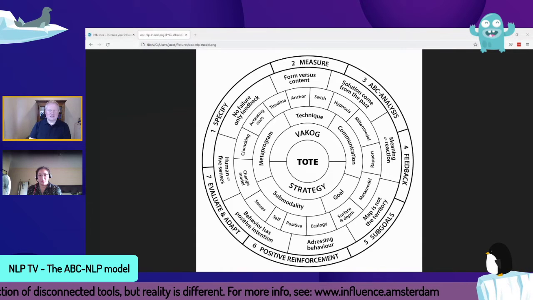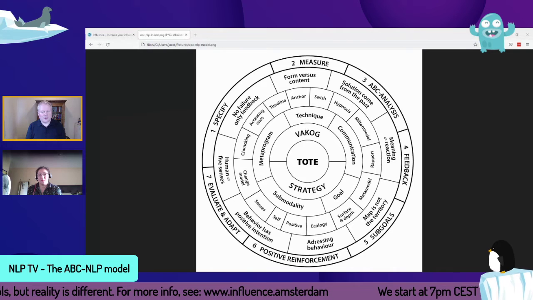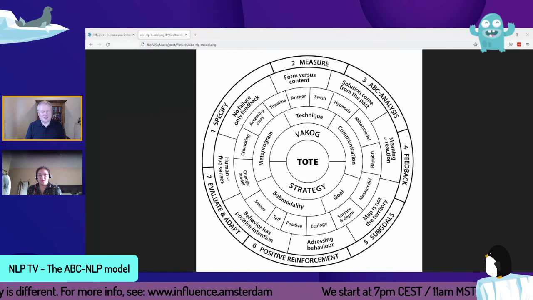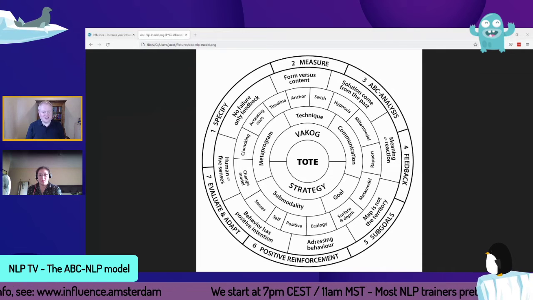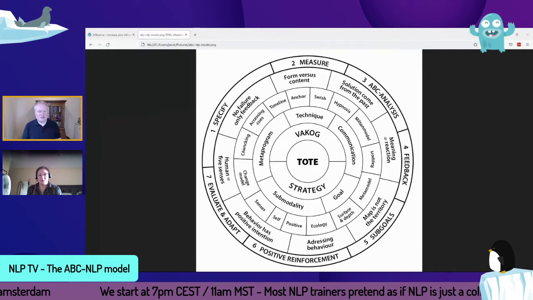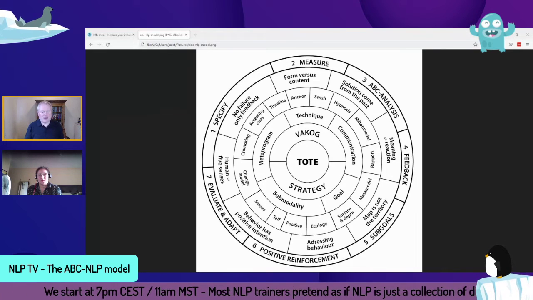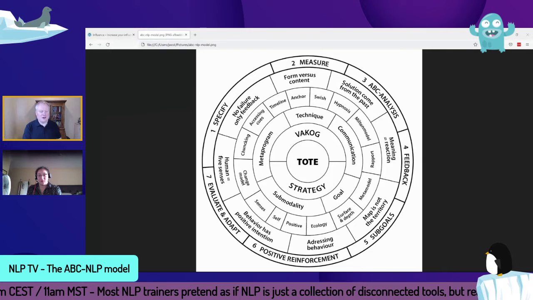So again, they enclose all of NLP, which is in the 4 rings that they enclose. And if you understand whatever is in those 4 rings, then those understandings automatically lead you to the conclusions that are the NLP basic presuppositions. To begin with, there's no failure, only feedback.